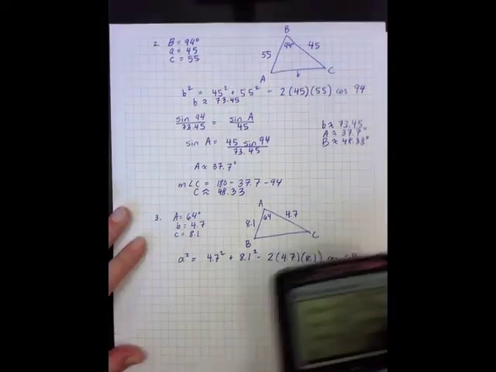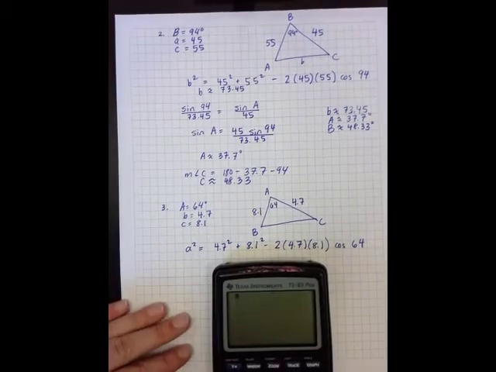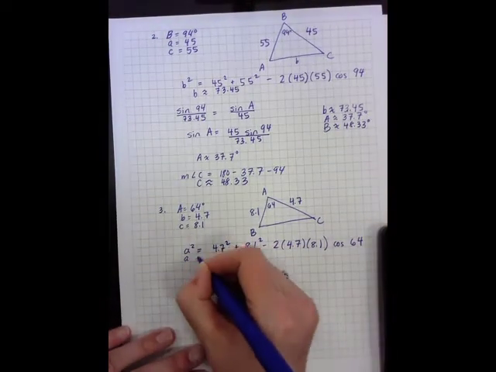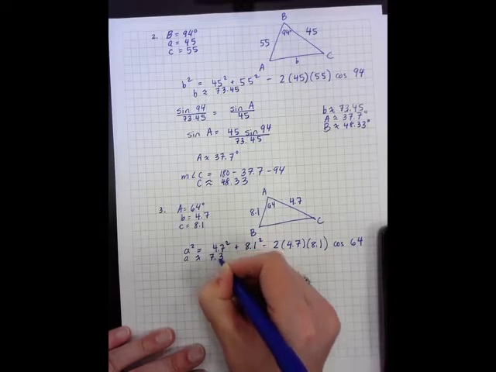And I'm going to solve this, again, put this into my calculator exactly as it's seen here. So 4.7 squared plus 8.1 squared minus 2 times 4.7 times 8.1 times cosine of 64. And take the square root of that. And so I get that A is approximately 7.37.